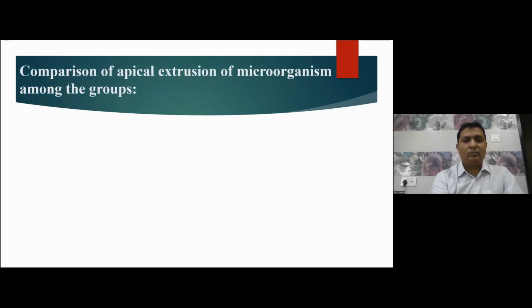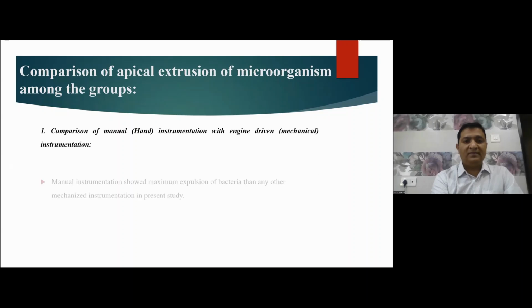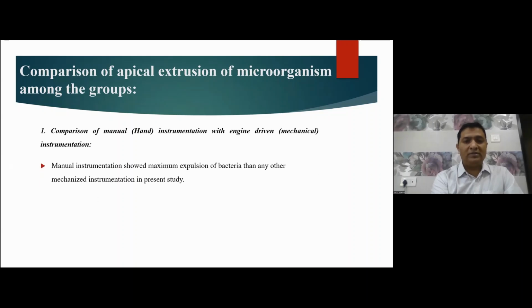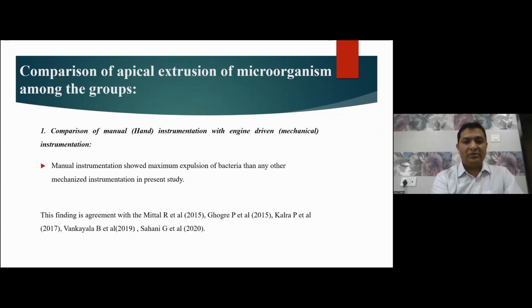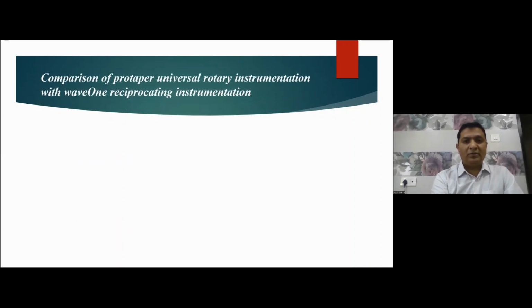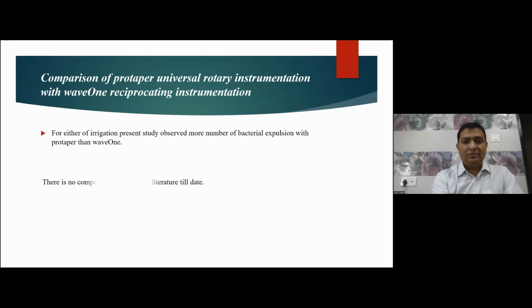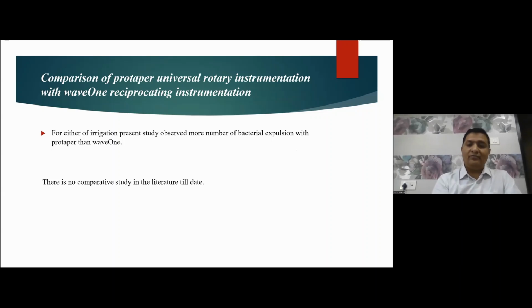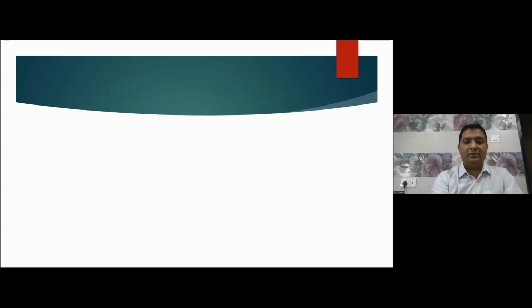Comparison of the apical extrusion of microorganisms among the groups. Hand instrumentation shows more expulsion than engine-driven instrumentation. There are certain studies which are in agreement with my study, and there is no contradictory study till date. Comparison of ProTaper with Wave 1 for apical extrusion of microorganisms: in either irrigation, there is a greater number of bacteria expelled with ProTaper than Wave 1. There is no comparative study in the literature.